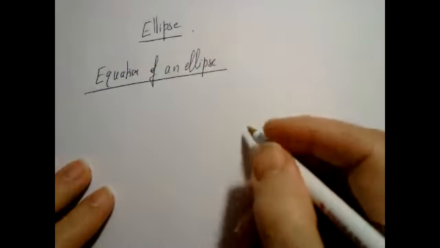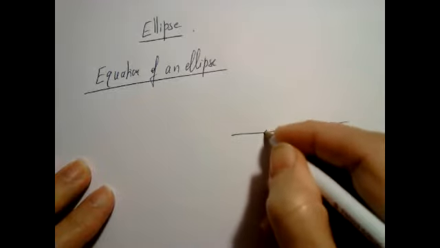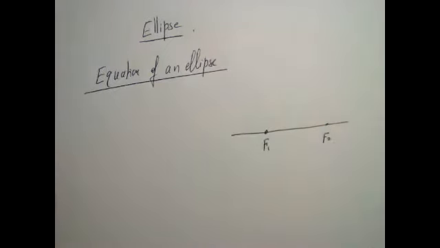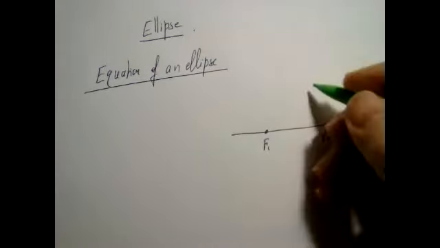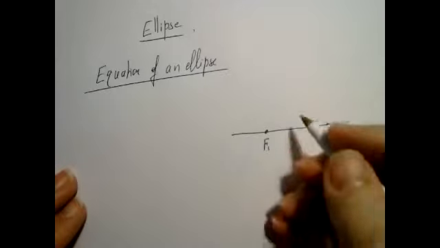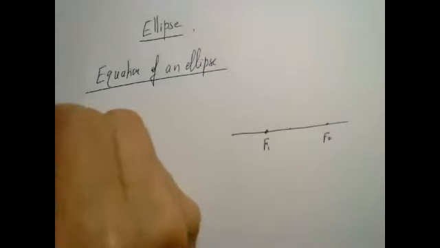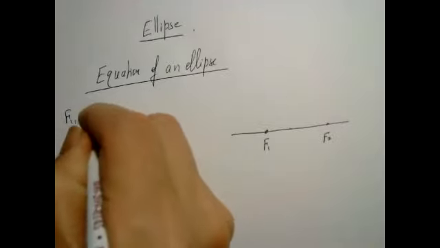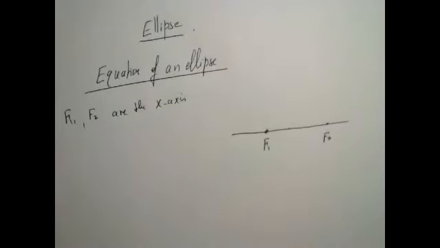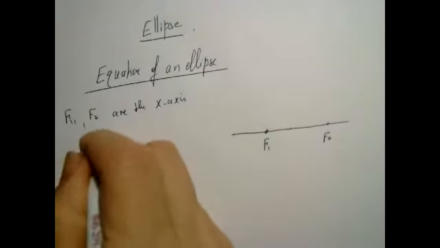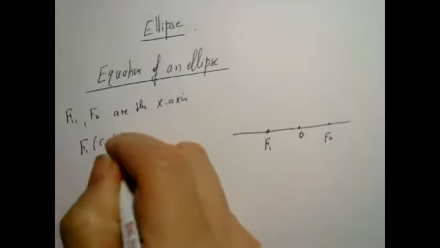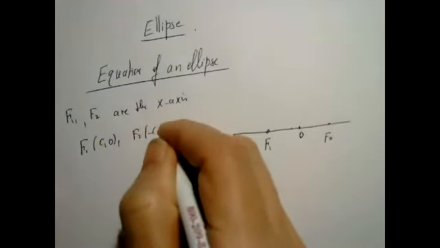Okay, so if we have those 2 points, F1 and F2, and remember, the ellipse is all the points such that the sum of the distances to F1 and F2 is a constant number, we called it 2a. Now suppose F1 and F2 are on the x-axis, with 0 right in the middle, and suppose F1 is (c, 0) and F2 is (-c, 0).